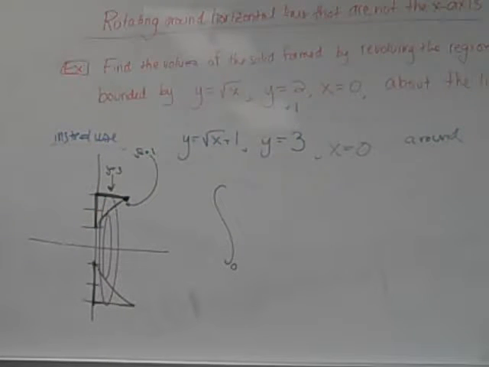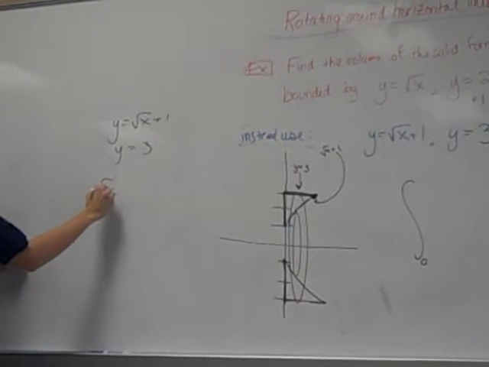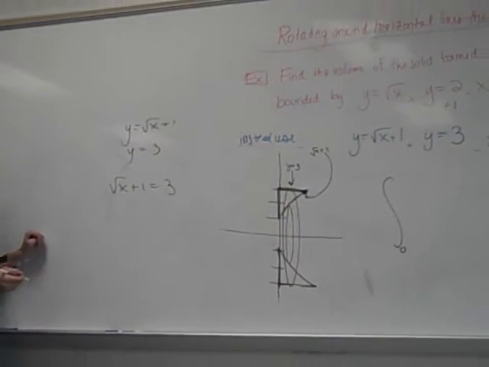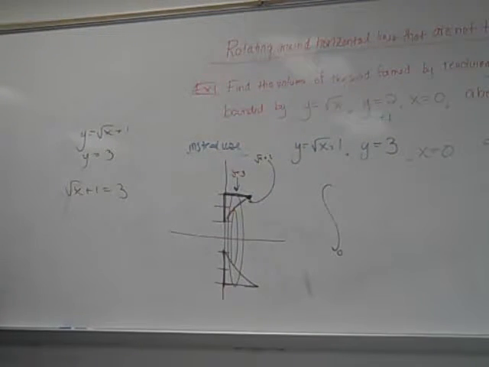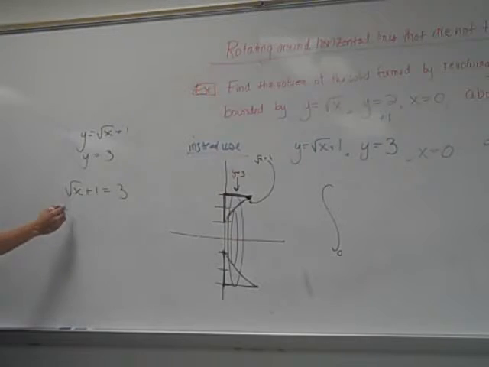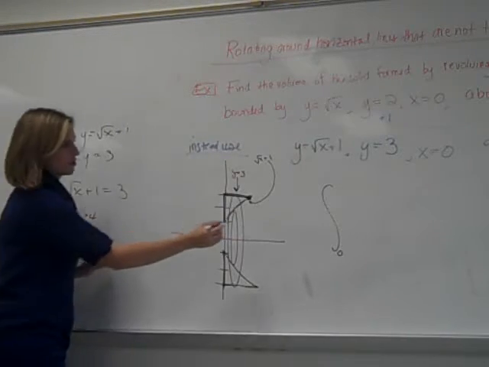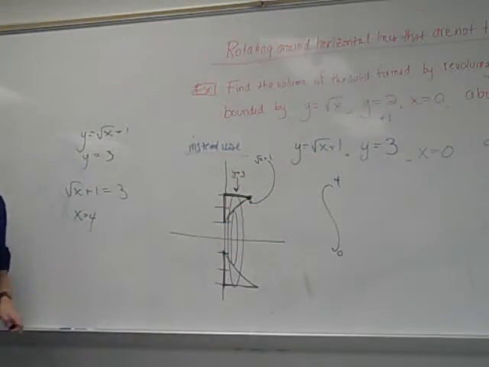So since I have y equals the square root of x plus 1 and y equals 3, I can set them equal to each other to find out what x value that happens at. 4. Oh yeah, I didn't draw it as big, did I? But it still is 4. So it's still from 0 to 4. It's always the same, I think because I didn't change my functions at all.